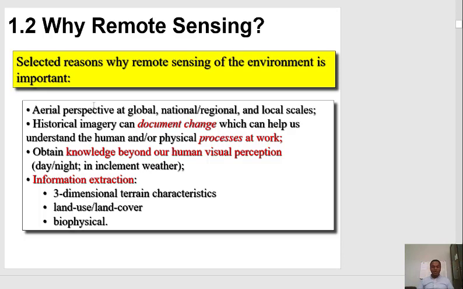The second reason why we learn remote sensing is that it gives you an advantage of documenting change. This change could be historical urban expansion, historical land use, land cover condition of a certain area. That could be an agricultural landscape, an urban landscape, or a forest landscape. This is a very good advantage of remote sensing.